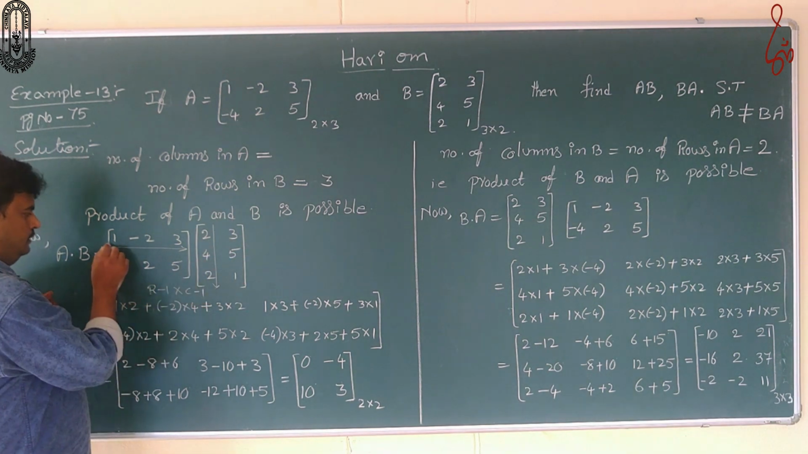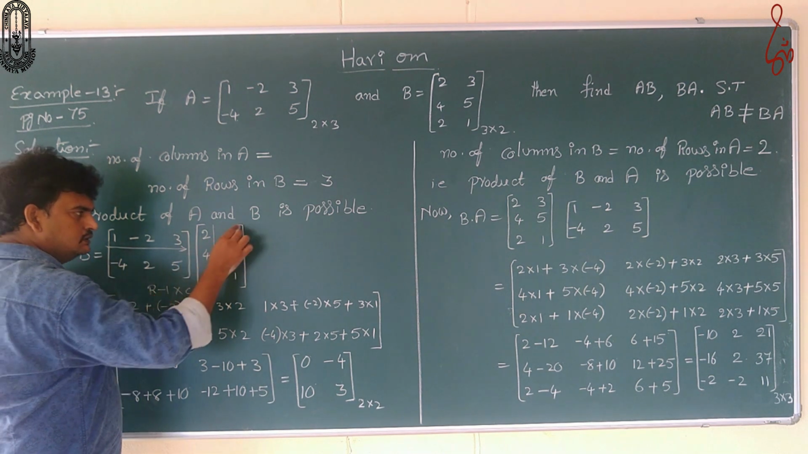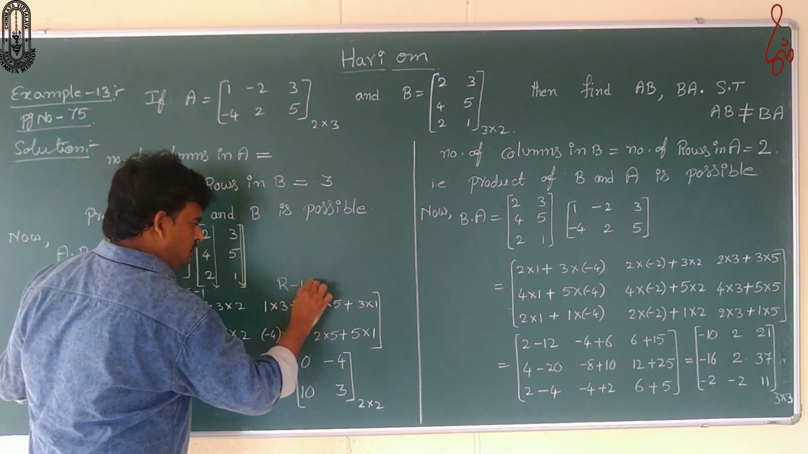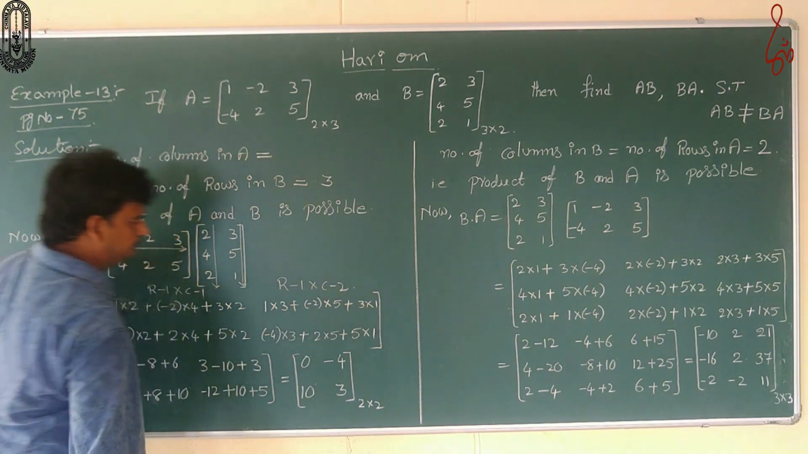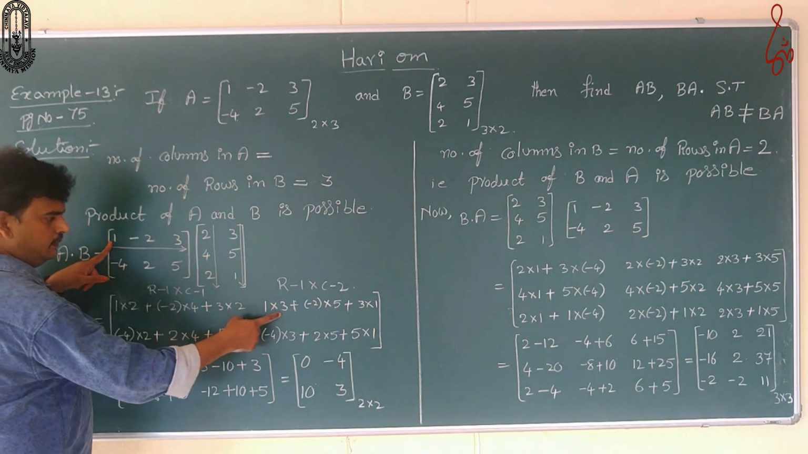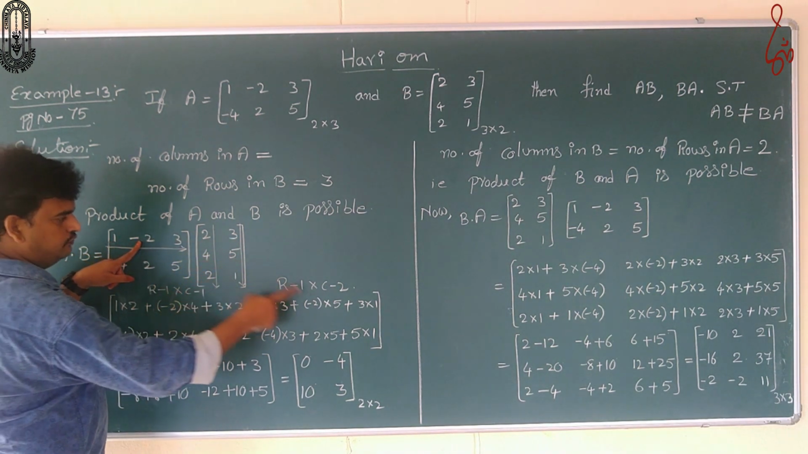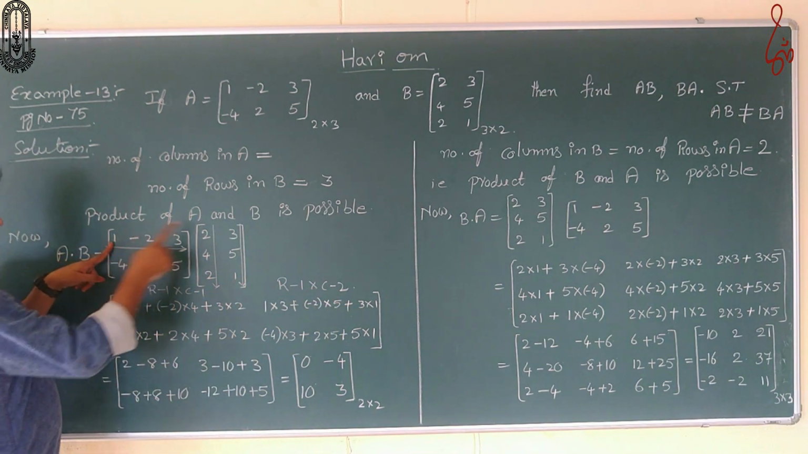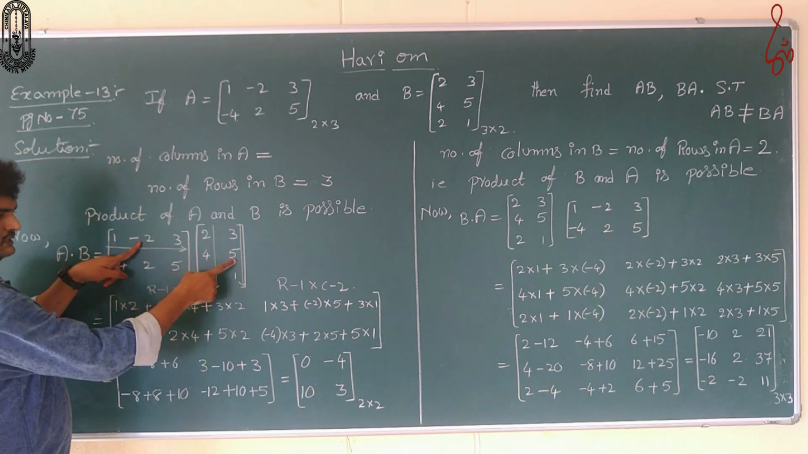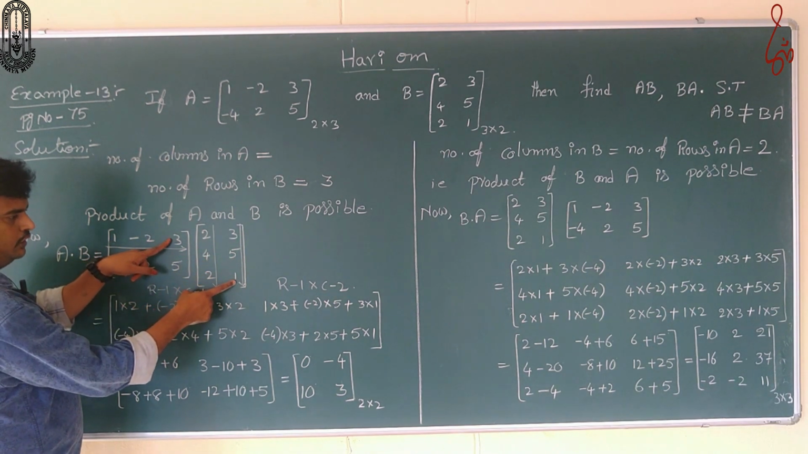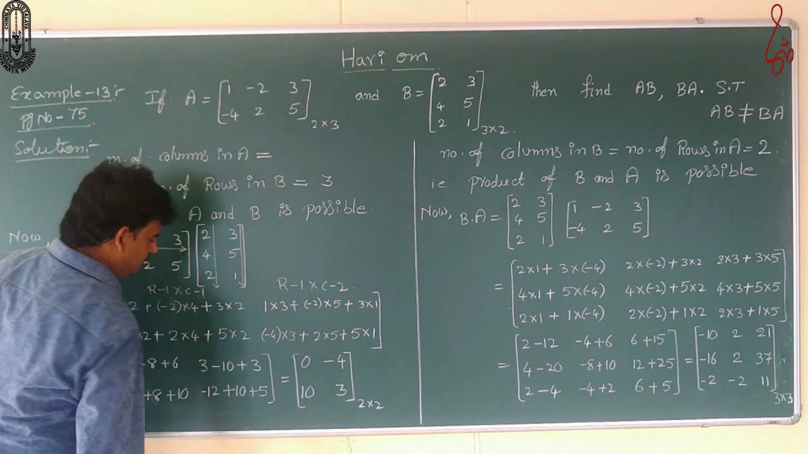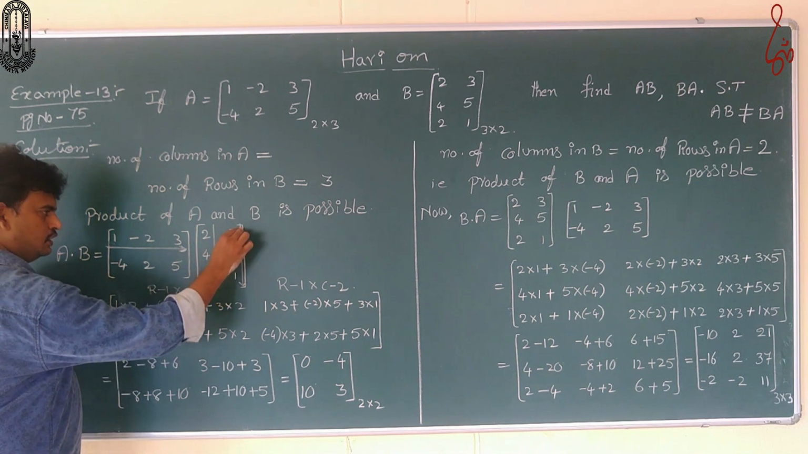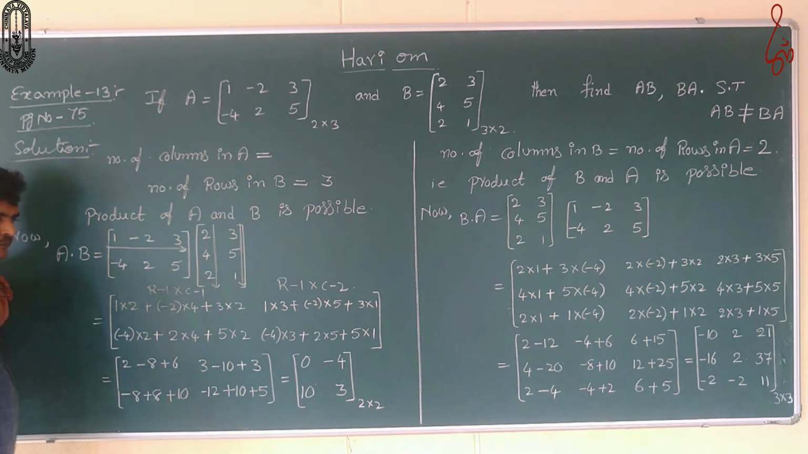Then coming to here, row 1 elements, we are going to multiply with column 2 elements. So row 1 into column 2: 1 into 3 plus minus 2 into 5 plus 3 into 1. So first element, second element, third element and third element, the product we are finding. So with row 1, column 1 multiplication is completed, column 2 multiplication is also completed.